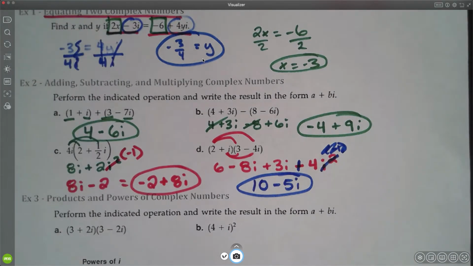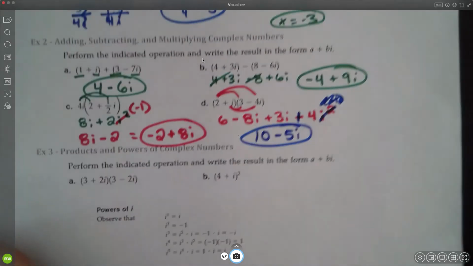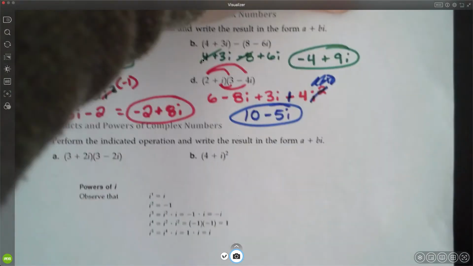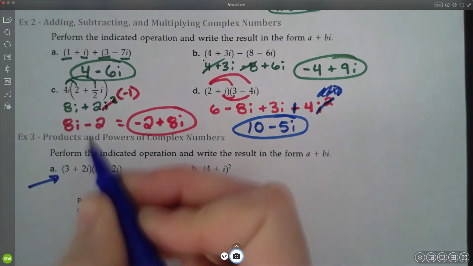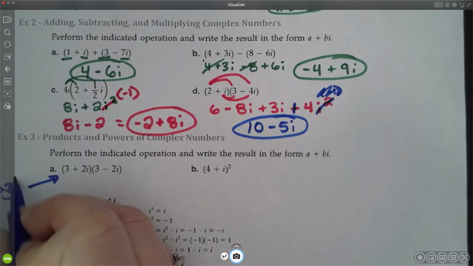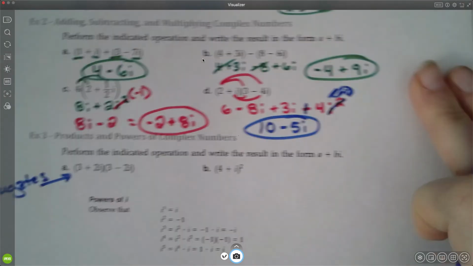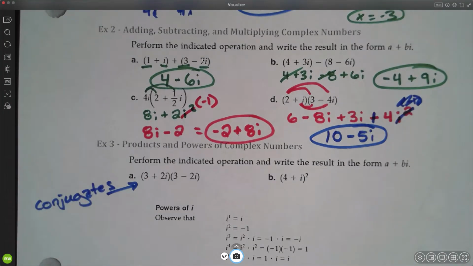Yeah. Okay, now the next one is going to be kind of the same thing, except you will notice something real fancy about part A. Part A, you have 3 plus 2i and 3 minus 2i. We're going to foil this one again, but since we have 3 plus 2i and 3 minus 2i, these two are conjugates. You know how in Spanish class you conjugate verbs and stuff? Conjugates in math are like finding the opposite. So conjugates of each other would be taking the i and changing the sign in front of it.